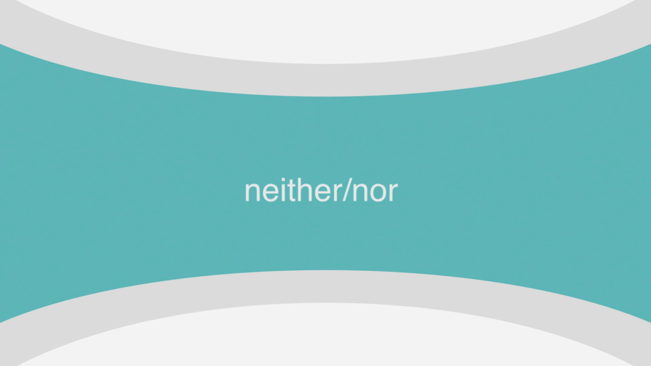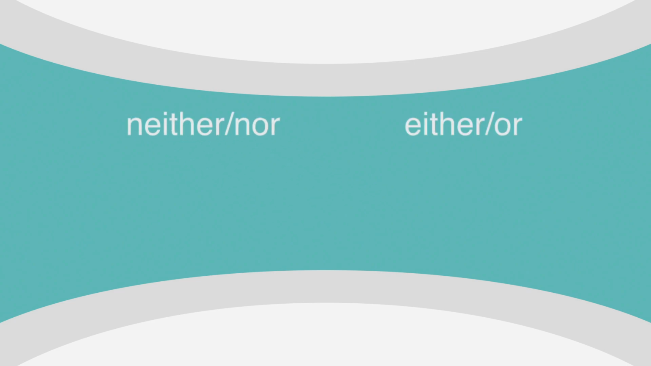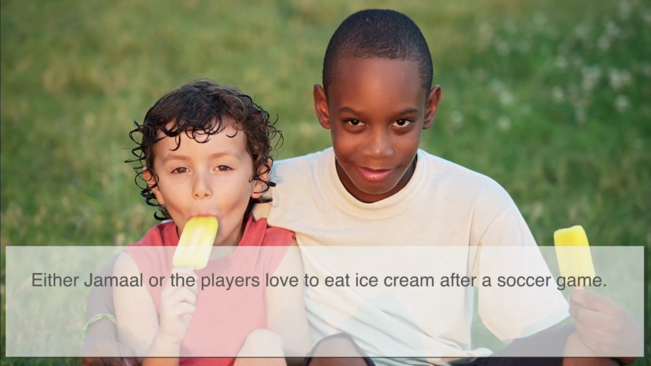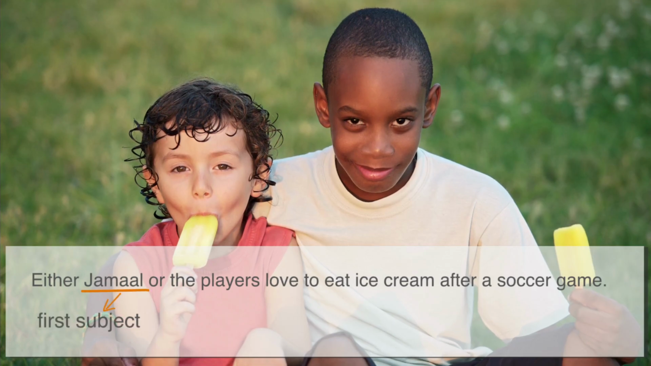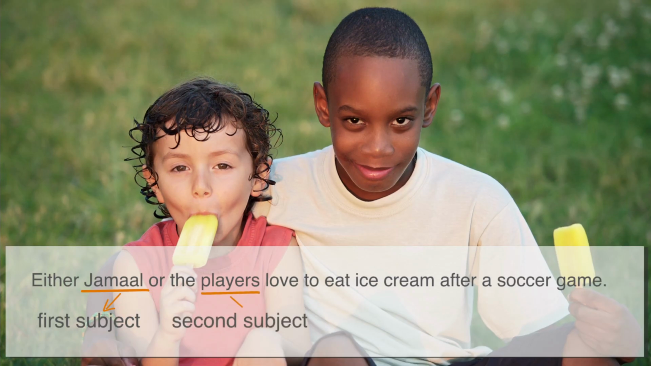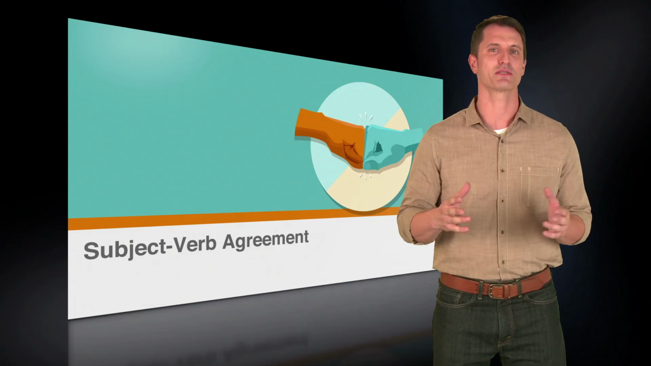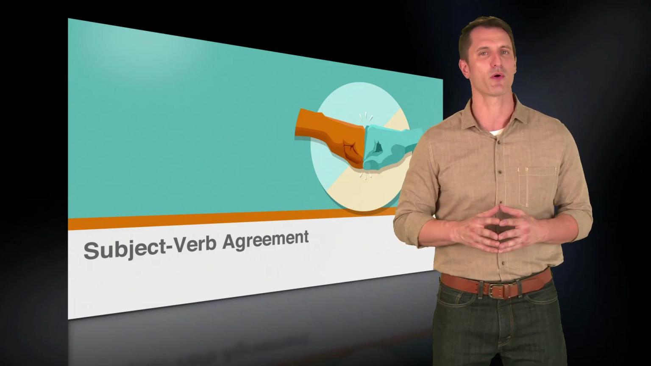One thing to keep in mind is that when using neither nor and either or, the verb always agrees with the second subject, the one closer to the verb. For example, either Jamal or the players love to eat ice cream after a soccer game. Jamal is the first subject and is singular. However, the players is the second subject and the one closer to the verb, so love to eat takes the plural to agree with the second subject, the players. Compound subjects may have particular rules, but they're pretty straightforward. Now we'll go over collective nouns and then jump into an example based on an SAT question.